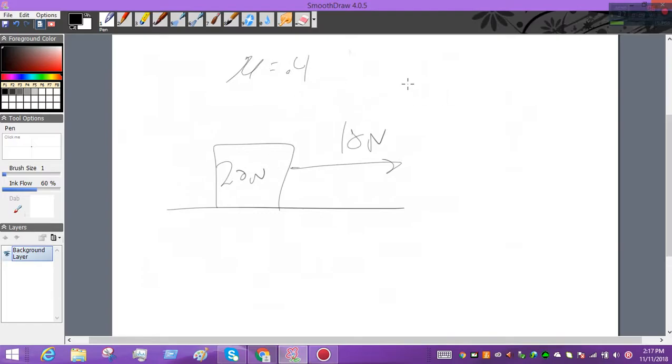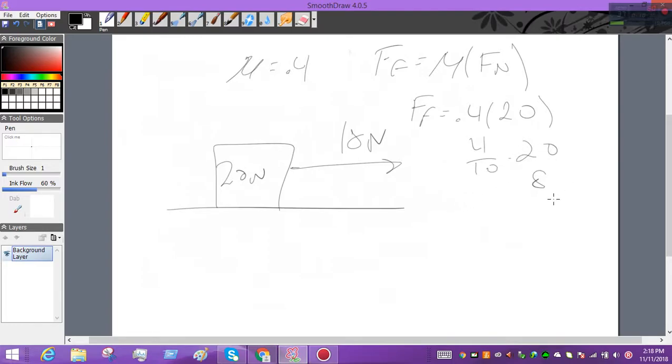Okay, so we know that your force of friction will equal mu times your normal force. So the force of friction equals 0.4 times 20. So that's 4 over 10 times 20. Okay, so that's 8, because that would cancel and you just have 2 times that. So that's 8 newtons, going that way, because frictional force always opposes motion.